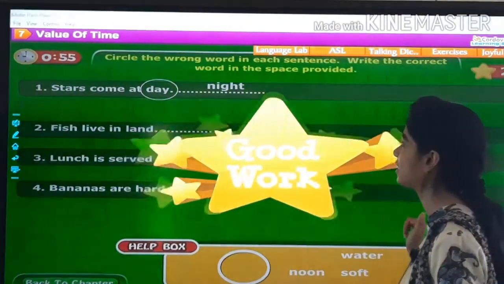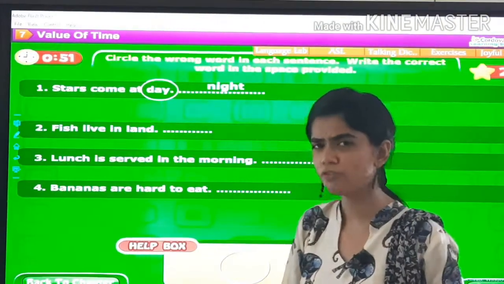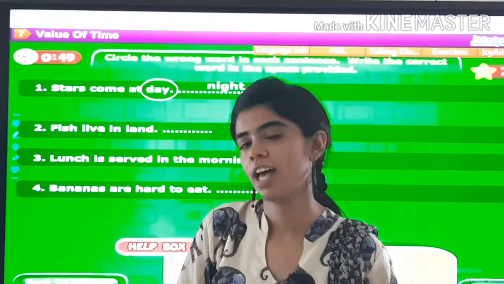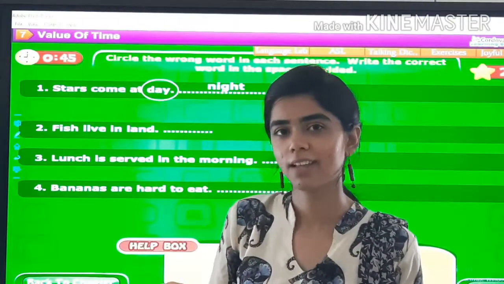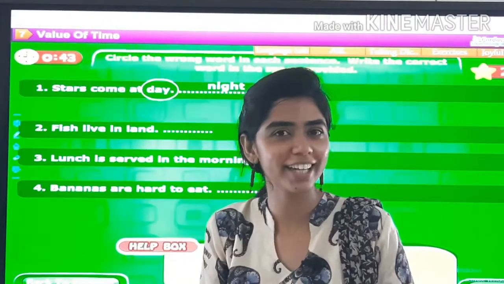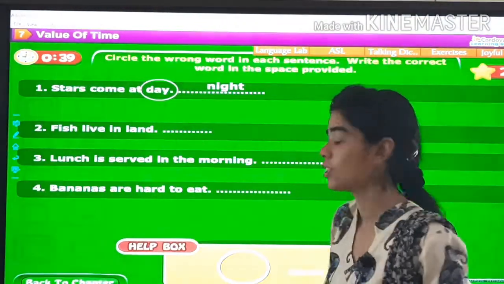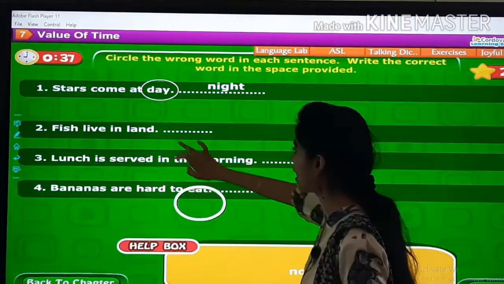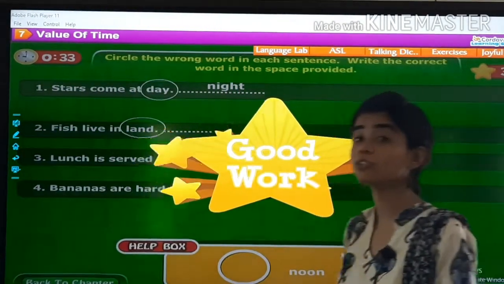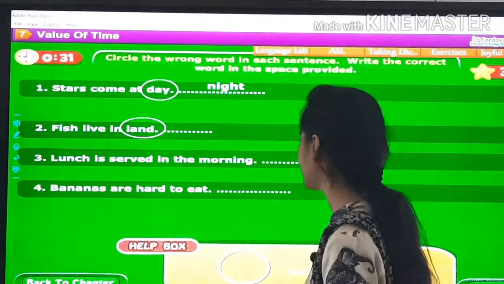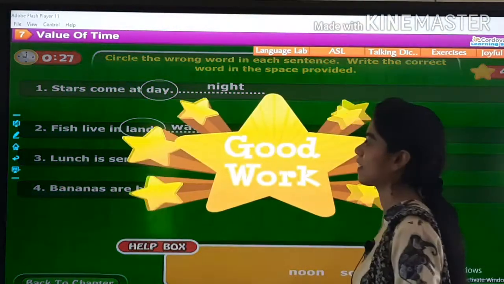Okay. Fish live in land. Do fishes live in land? Agar hum machli ko bahar nikalte hain to kya hota hai? Bahar nikalo mar jayegi. Isn't it? So, this is wrong. So, we will circle the word land. Good work. So, where do fishes live? Fishes live in water. Good work. Okay?